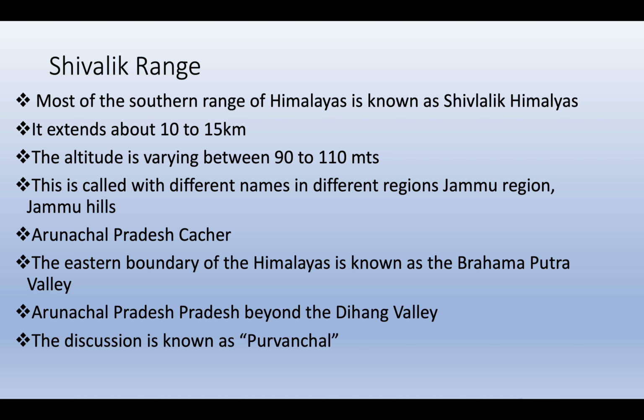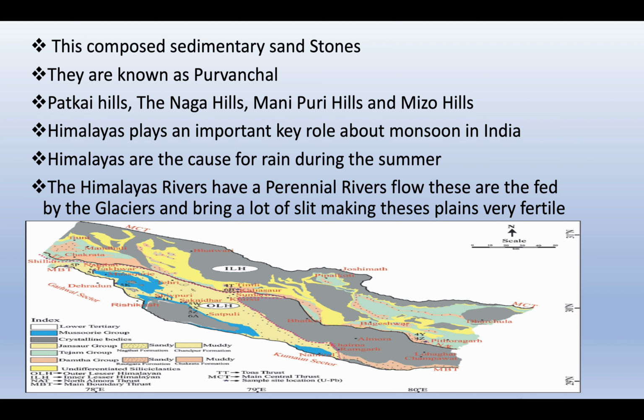The eastern boundary of the Himalayas is known as the Brahmaputra Valley. In Arunachal Pradesh, beyond the Dihang Valley, the hills are known as Purvanchal. These are composed of sedimentary sandstones. The formation of the sedimentary sandstones is known as the Purvanchal. They include the Patkai Hills, Naga Hills, Manipur Hills and Mizo Hills.